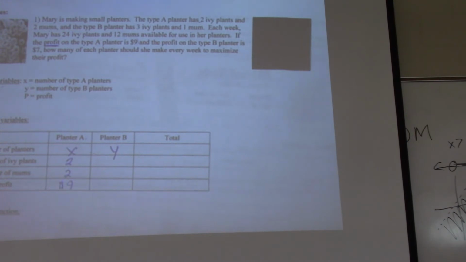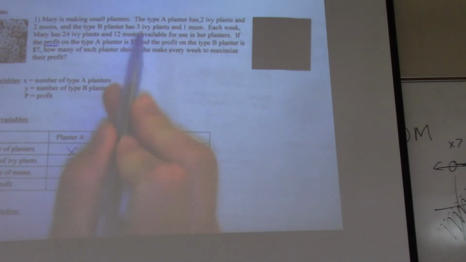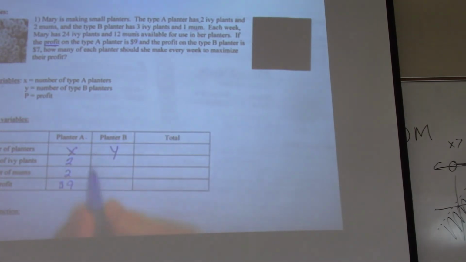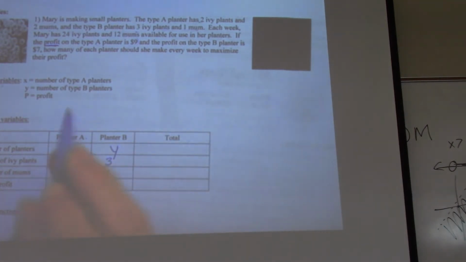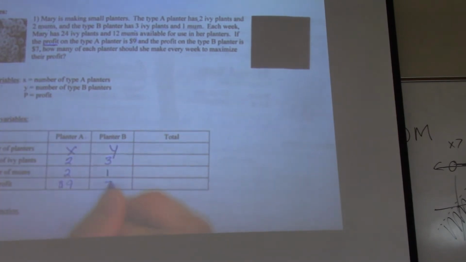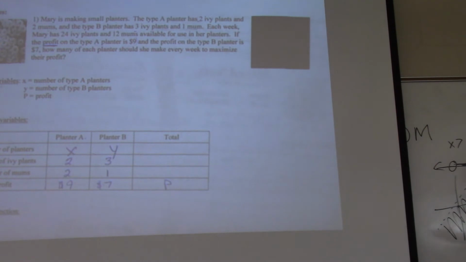Now let's go to the planter B. Nothing crazy here. Has 3 ivy plants and 1 mom. So planter B has 3 ivies and 1 mom. And it says right in the problem, a $7 profit for that. So the total here, first of all, the profit one is easy. It's just P, right? $9 per planter A, $7 per planter B adds up to my total for my profit.